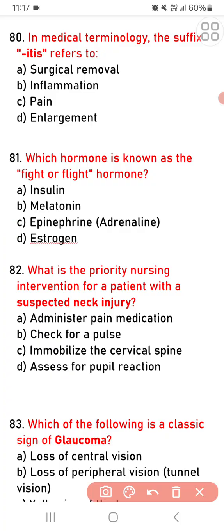In medical terminology, the suffix itis refers to inflammation. Which hormone is known as the fight or flight hormone? Epinephrine, adrenaline. What is the priority nursing intervention for a patient with a suspected neck injury? Immobilize the cervical spine.